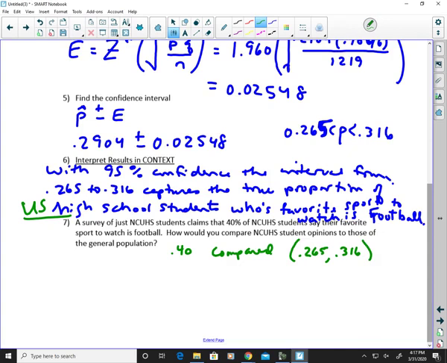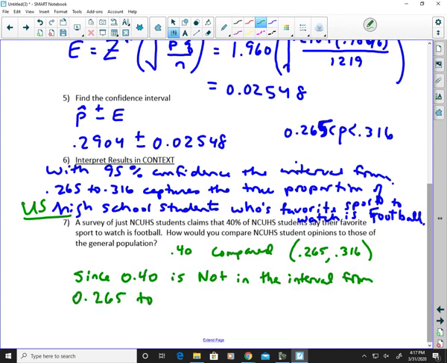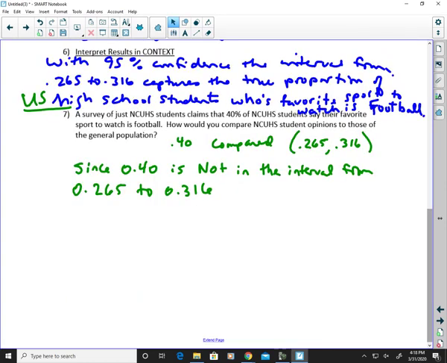Use numbers. So I'm going to write, since 0.40 is not in the interval, and I need to say the numbers from 0.265 to 0.316, what would you think? Do you feel like North Country kids are like US kids, or do you feel like North Country kids are different from USA high school kids?